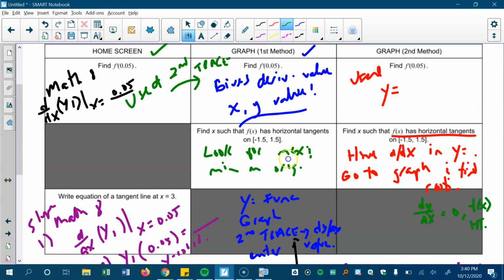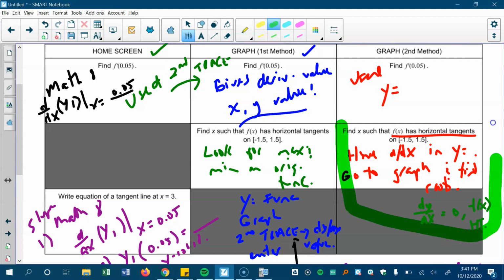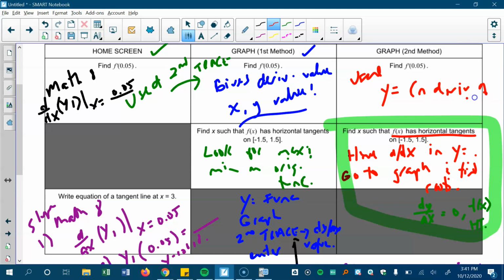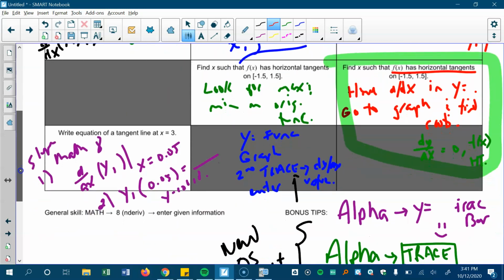So notice I didn't actually use anything with the derivative here. I just knew that horizontal tangents meant that there might be a change in direction. But the best way to find horizontal tangents, though, is going to be this way. This is the best way to find horizontal tangents. Okay, and I didn't really make this clear here, so I'm going to just put in an extra note here: use y equals with the derivative. Okay, that's better. And that's everything here for this.